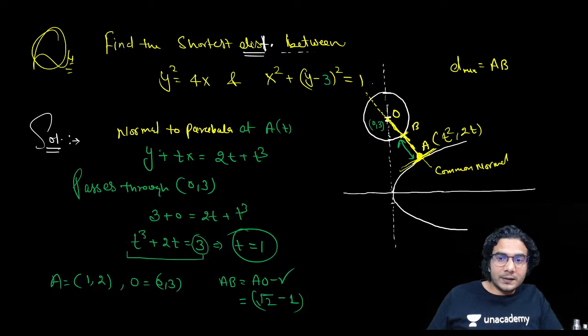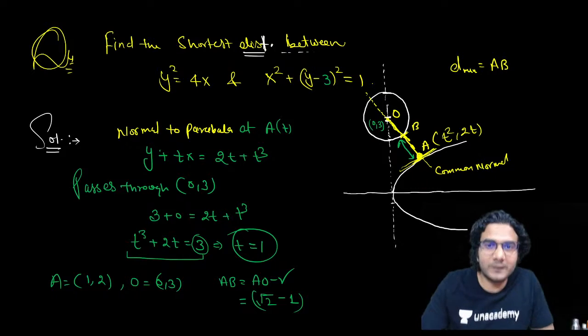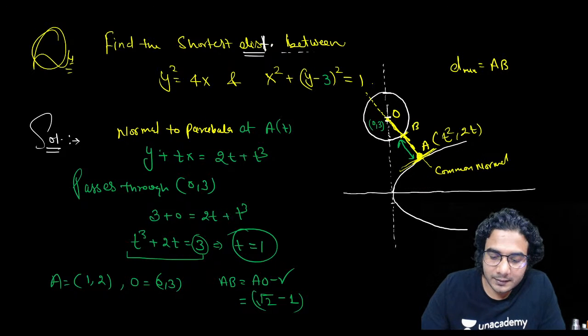If you double the radius of the circle, this will cut. If you make the radius of the circle 2, then it will cut the parabola. You can see that, right? Shortest distance will become negative. So in this case, answer is root 2 minus 1. I hope you have got it. Any doubt? Let me know.